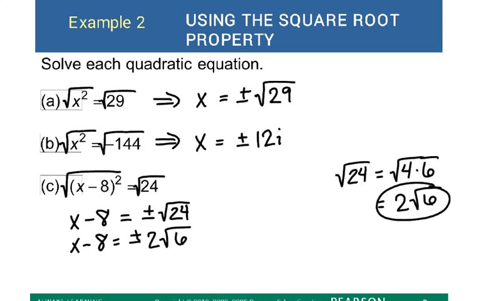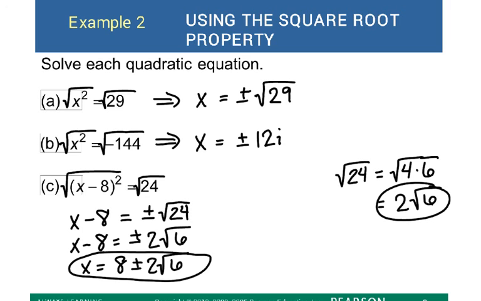And now to get x by itself, we just need to add 8 to both sides of the equation, and we're done. So adding 8, we get x is equal to 8 plus or minus 2 square root of 6. And that is our solution.